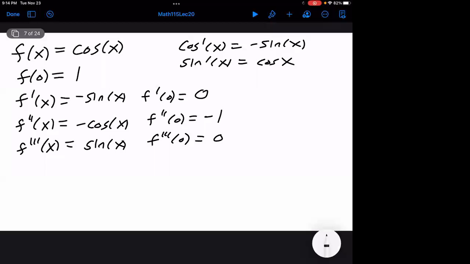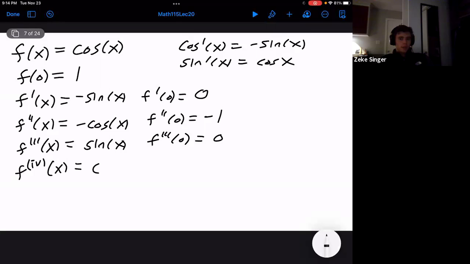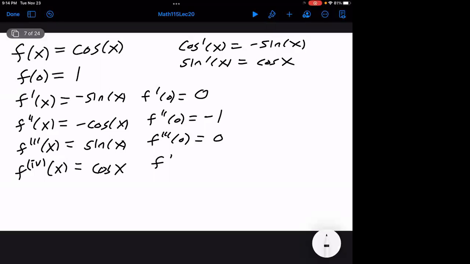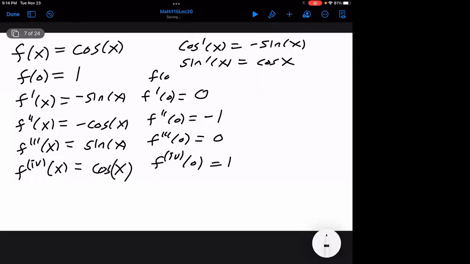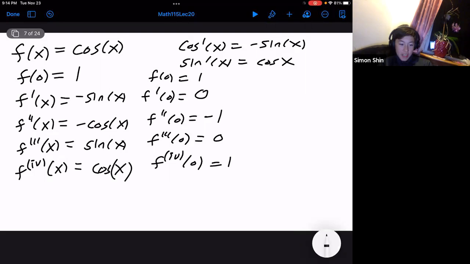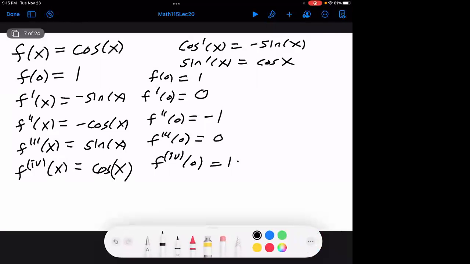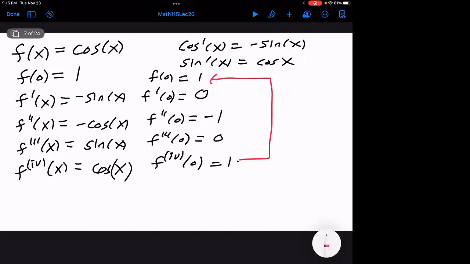0. And then I'll use the Roman numerals. What's the derivative of sine of x? Cosine. And what's the value here? It's 1. So what do you notice? It went back to the original function. Yeah, this is a really good observation. It's a loop. We have cosine of x, which is what we started with. So it goes 1, 0, -1, 0, 1.